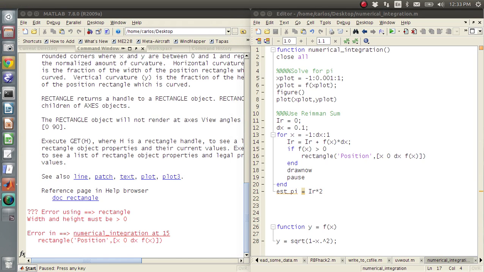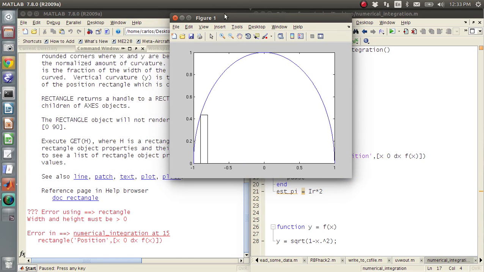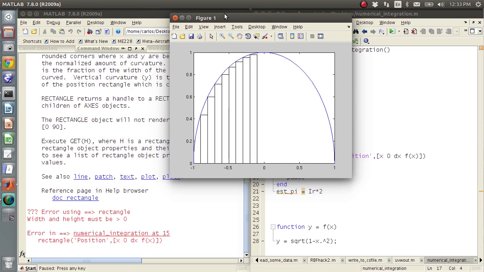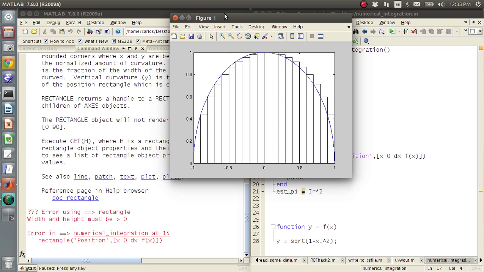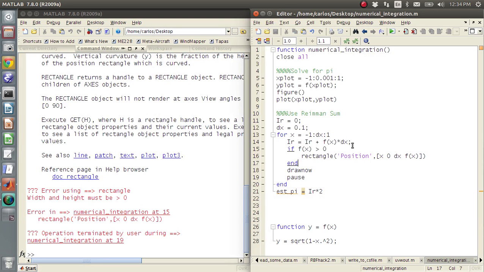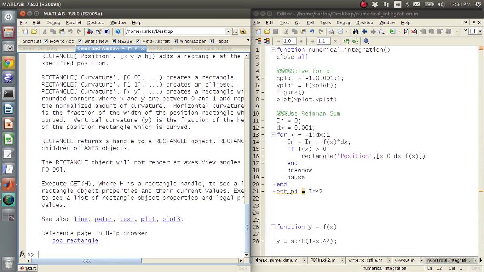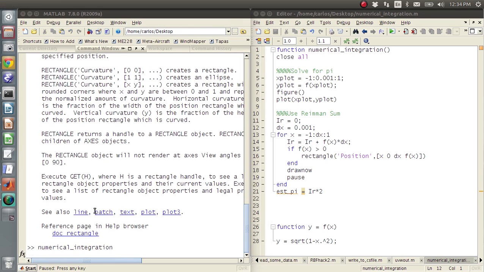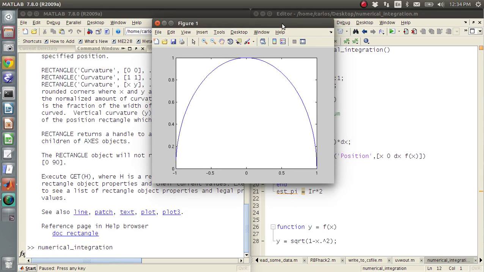Okay, so now what's going to happen is every time I hit go, there you go, it plots a rectangle. So essentially what's happening is it's integrating all of these rectangles, right? So it's underestimating over here, it's overestimating over here, and if we make our dx smaller, say 0.001, and let's see, numerical integration, bring over the plot. If I hit enter, oh man, those are really, really tiny rectangles. So it's really hard to see these, right?